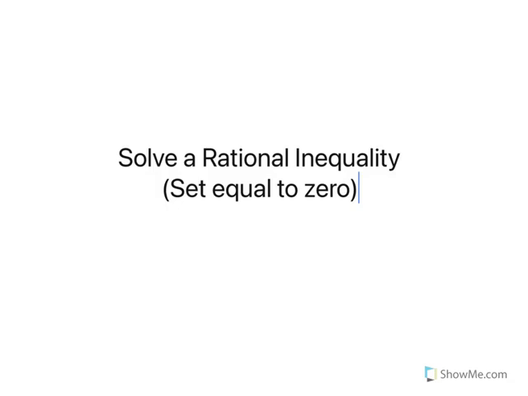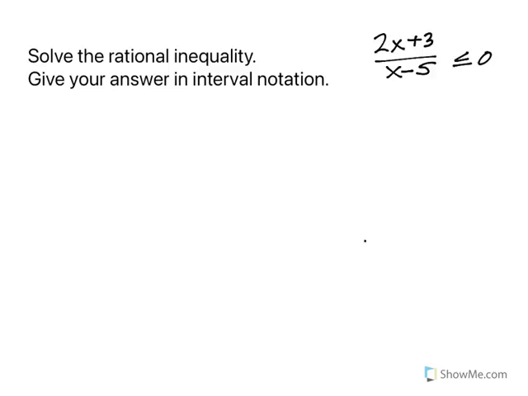Let's solve a rational inequality where that inequality is already set to 0. So in this case, it is also equal to 0, but we're going to solve the rational inequality (2x + 3)/(x - 5) is less than or equal to 0. Give our answer in interval notation. Now, you'll notice that we have one side is already set to 0, and that's what we want.